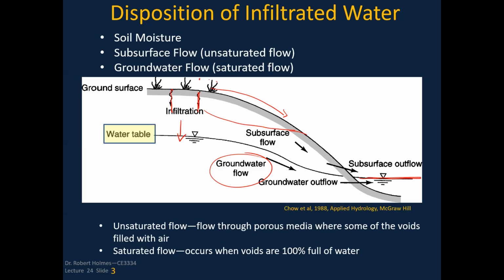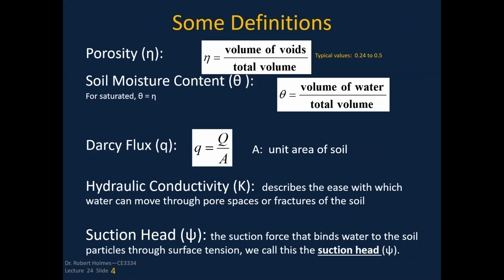A couple of things that you need to understand here. We've got this definition of groundwater flow. That's a saturated flow situation where all the void spaces in the geologic material are totally saturated. There are no air pockets. Where we've got subsurface flow and infiltration, that's something we call unsaturated flow, and this is the unsaturated zone. Unsaturated flow is through porous media where some of the voids are filled with air, as I just said. So a few definitions.